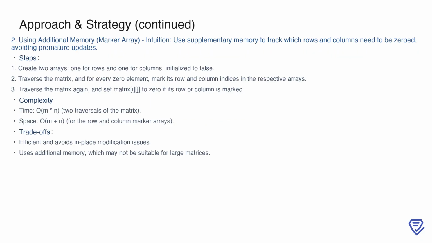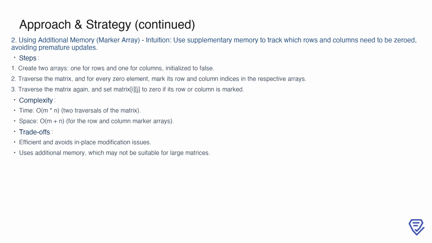Next, we explored an approach that uses additional memory to avoid the issues with in-place modification. The key idea here is to use two marker arrays, one for rows and one for columns, to keep track of which rows and columns need to be zeroed. The process involves two main steps. First, traverse the matrix to identify all 0 elements and mark their corresponding row and column in these arrays. Then, make a second pass through the matrix, and for each element, check if its row or column is marked. If so, set the element to 0.